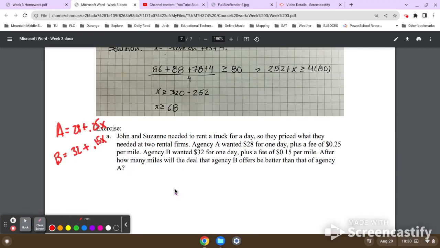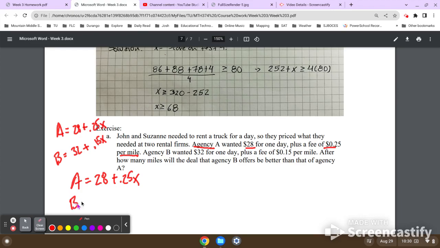All right. So what I've done from this problem right here is I've gone and looked at agency A and found out that they want to charge $28. That's a flat rate. But on top of that $28, they're going to get 25 cents per mile. So our formula for A is going to be my flat rate, which I started with, plus the values that I'm learning right now, and that would be my equation for agency A.